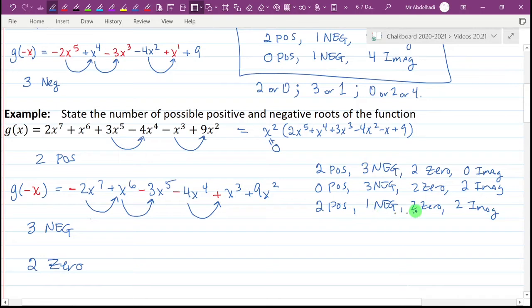That's 2 plus 1 is 3. That's still 7. The other possibility is that we could put back the 0 here and still have the 1 negative and the 2 zeros. And this is 4 imaginary now.